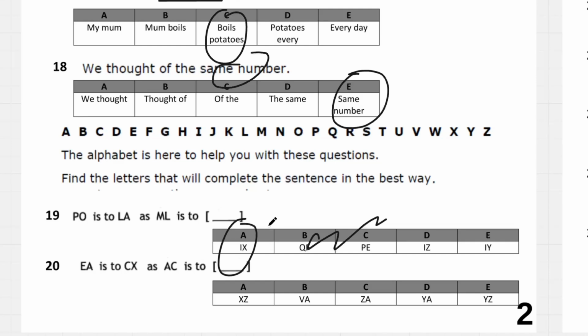E to C is going to be minus 2. A minus 2 is going to be Y. We can cross out all of these. And then A to X is going to be minus 3. C minus 3 is 1, 2, 3. We're going to get YZ, which is E.